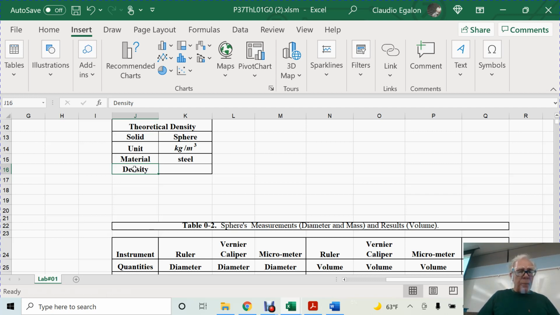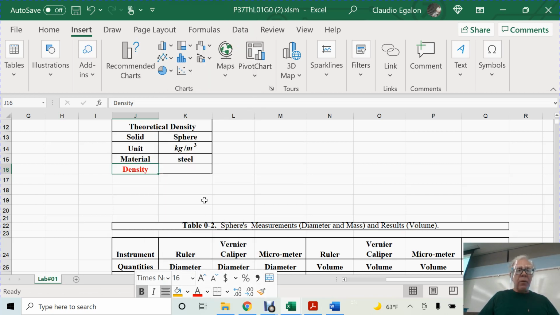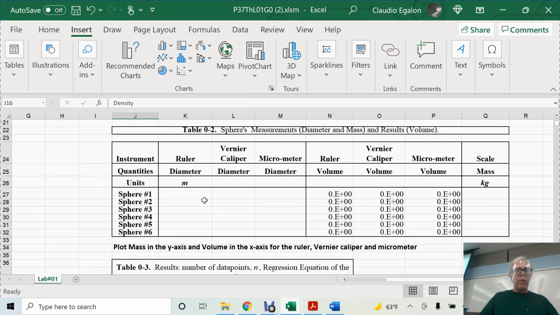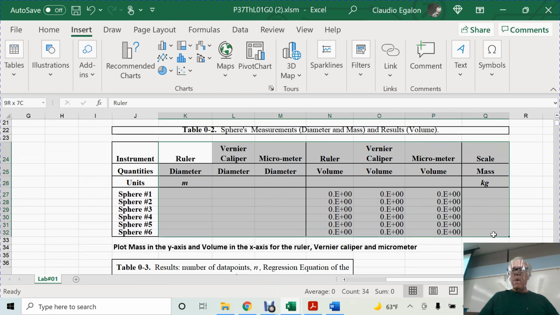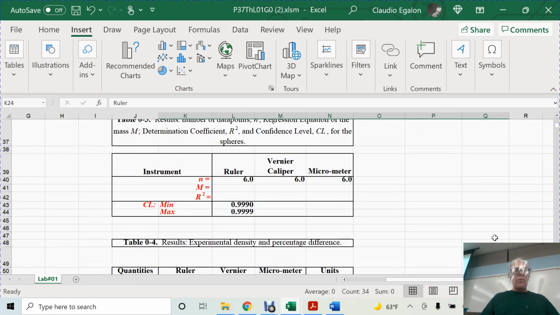I've got to put that in red. Put that in red as well, okay? Everything else, you have to worry about significant figures. All the numbers that go here, you put the significant figures. Okay, so that's what I want to tell you about CL.